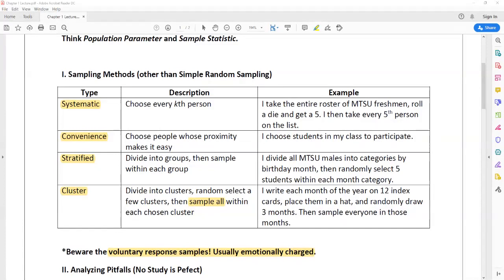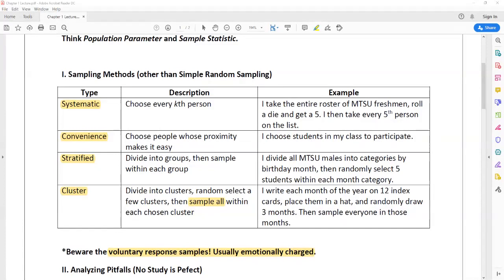So that is stratified. And the advantage to stratified is that you go across the whole spectrum of the school, right? The freshmen get a say-so, the sophomores have a say-so, and so on. Cluster sampling, in my opinion, is a little more difficult.